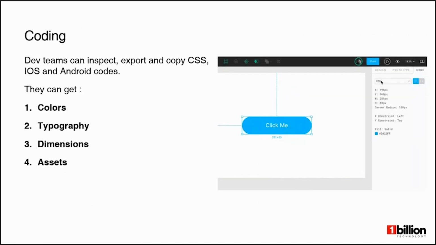Then coding. I think a lot of people will be interested in this area. With coding, you can basically copy CSS, iOS, and Android code from it by just clicking a dropdown. It's a very easy way to approach it. And I think some of the dev teams can justify this again. So far, I didn't get any complaints from them, so it's a good part of Figma as well.